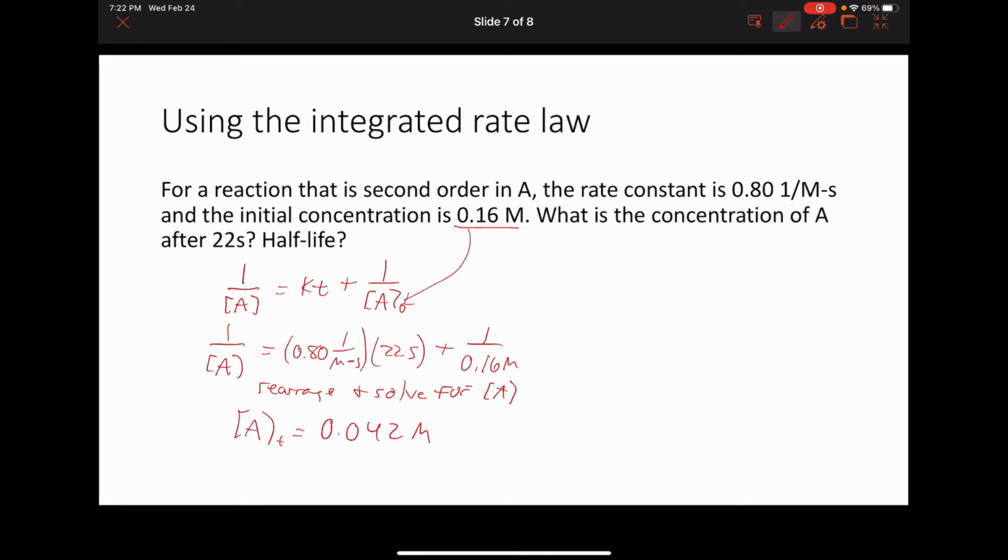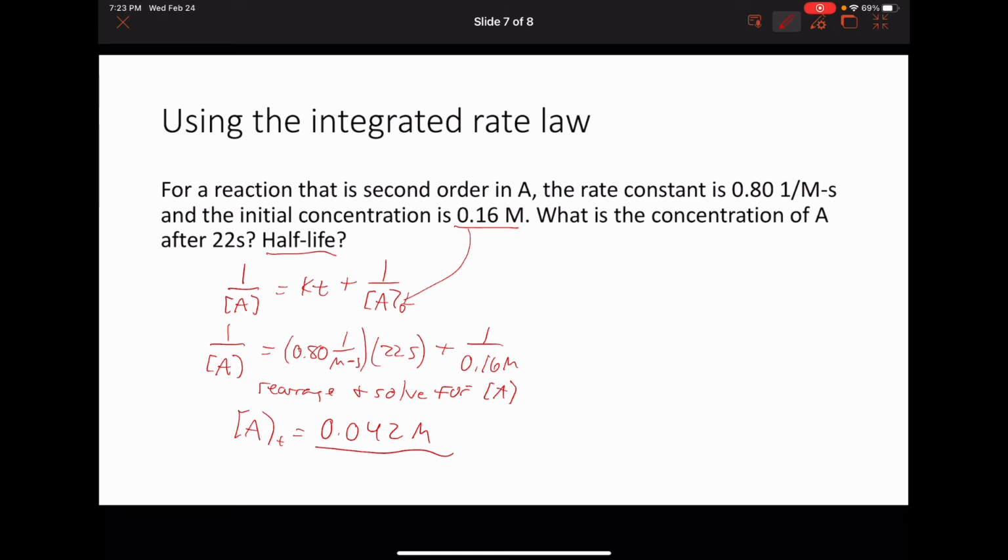So it's gone from an initial concentration of 0.16, 22 seconds later, to about a quarter of that, so 0.042. So that would be our concentration. So you can see, using this kind of equation, we can know our concentration at any time t. We can predict when we're going to drop below some threshold concentration and so forth.